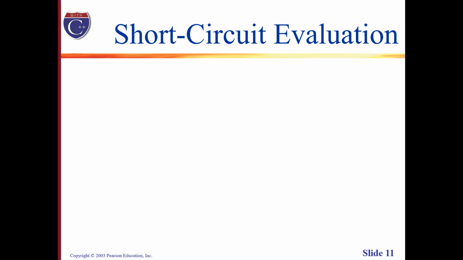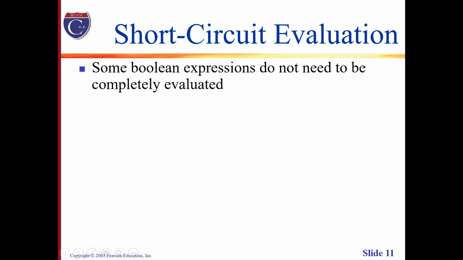In C++, we also have what we call short circuit evaluation. It should be noted that there will be times that some expressions do not need to be completely evaluated. So, if we are faced with a very complex Boolean expression, there would be times that the first expression alone would be enough to determine if the entire expression should be evaluated or not. For those instances, short circuit evaluation can be very useful.